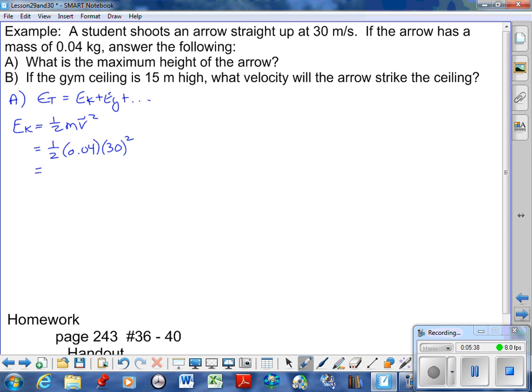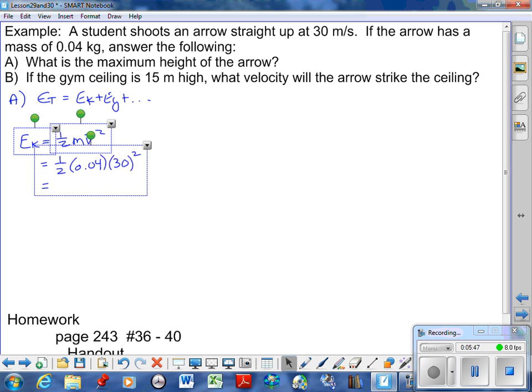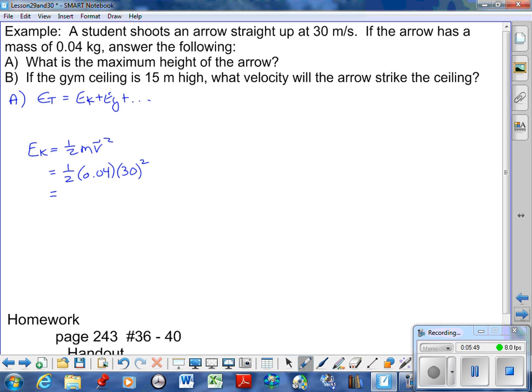So at the very bottom, at the ground level, the arrow has no potential energy. It's all kinetic. Okay, and I guess in some ways maybe I should just note that. So ET equals EK plus 0.